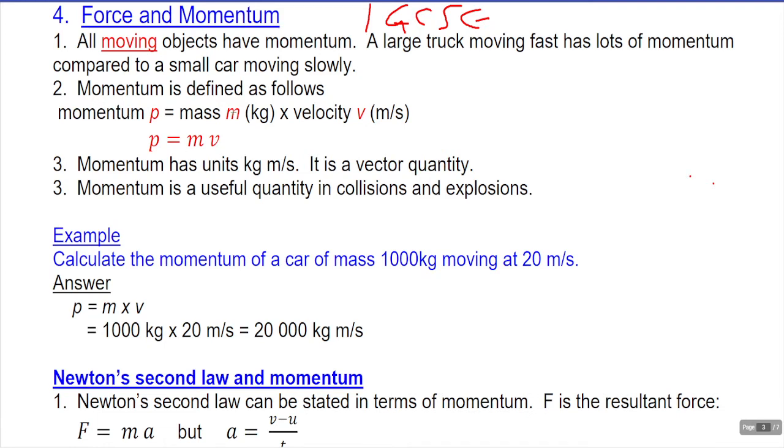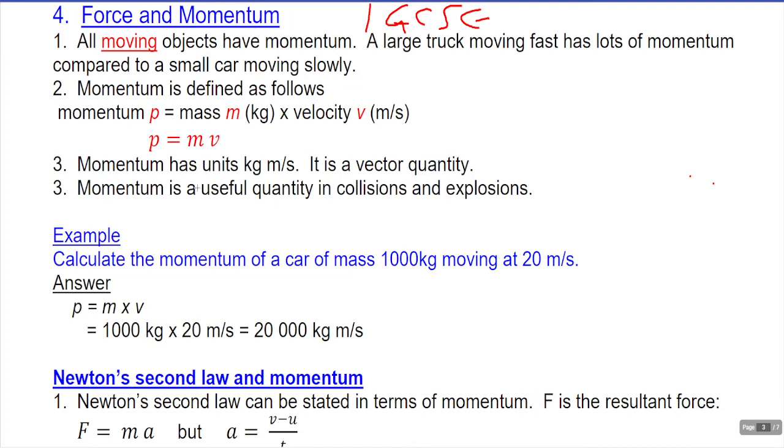Momentum is defined as follows. Momentum P equals the product of mass and velocity. Mass is given symbol m, velocity is symbol v, mass measured in kgs, velocity measured in meters per second. In symbol format, P equals mv. Now the units of momentum are kg meters per second, since we are multiplying kgs by meters per second. Momentum is a vector quantity, so we need to specify the directions.